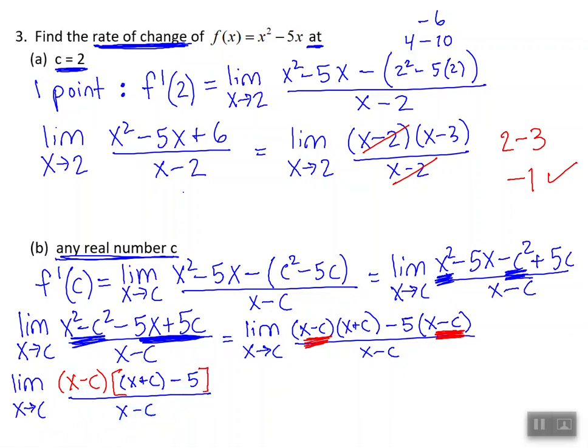Now you'll see why I did that. I've got a common factor that divides out. And now I can do the substitution, c going in for x, and get c plus c minus 5, or 2c minus 5. And there is my rate of change of the function at any real number c.